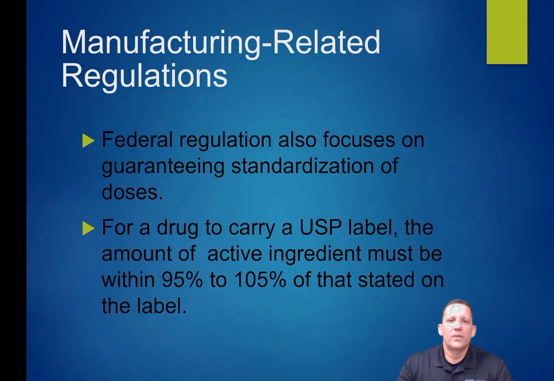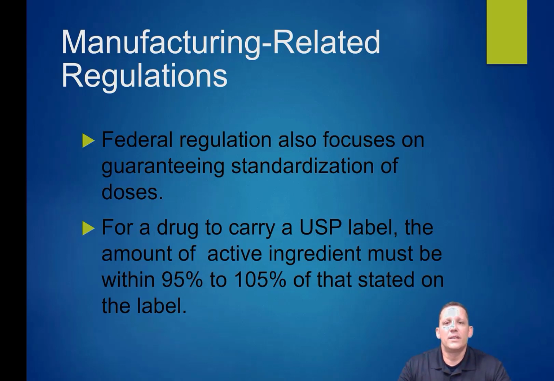So federal regulation focuses on guaranteeing that there are standardized doses, and that means when you look at a particular drug, it's going to come in a set dose, perhaps Percocet or oxycodone, where these drugs would have a 2.5 milligram dose with a related, say, Tylenol dose of 250, 350, or 500. This is so that they're consistent across the board regardless of manufacturer.